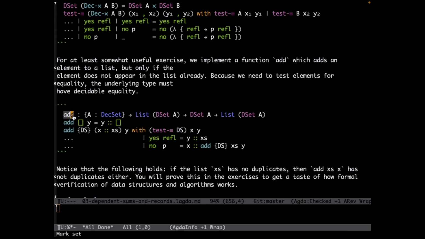We want add. We work with a decidable set. We take a list of elements from the underlying set. This is the underlying set of elements. And we take one more element, and then we'll produce a new list. How do we do that?